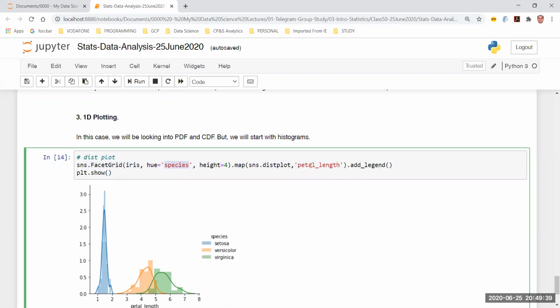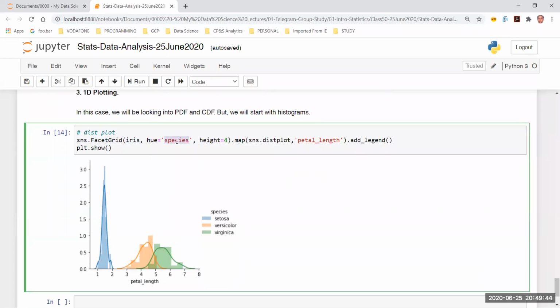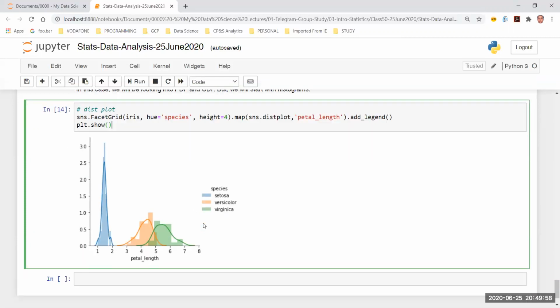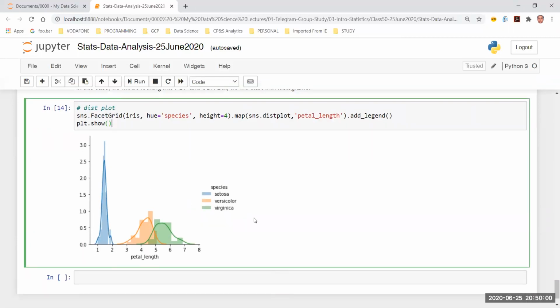So I would like to see a distribution of petal length basis the species, or bifurcated by means of the species of the flowers. So there are three species which we have seen. And then we have given this add legend call where it is adding the legends over here so that I can understand what they are. Right? When I do a plt.show, it shows me the distribution. So let's start from here, and then we are going to go ahead.